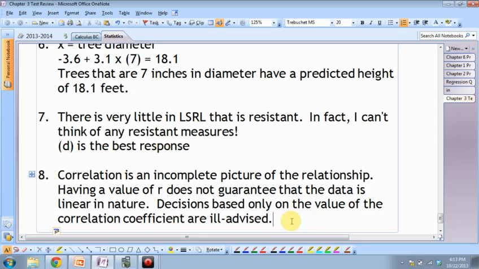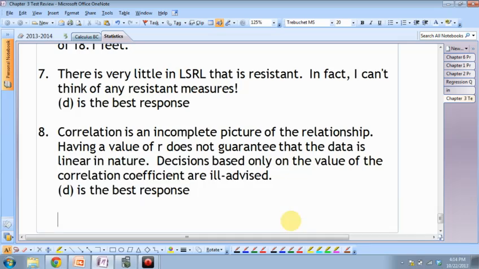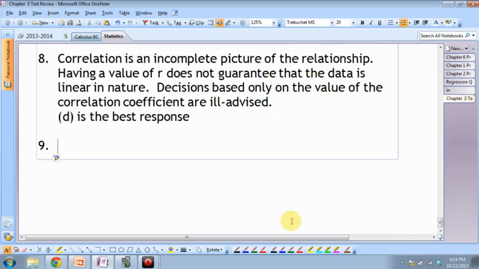Okay, so that means that D is the best answer. It makes sense for 8. Don't make a decision just on R. It's ill-advised. You have to see scatterplots. You have to see residual plots.